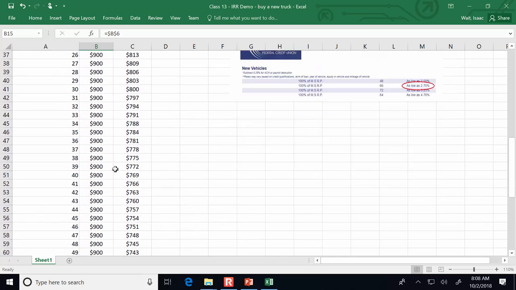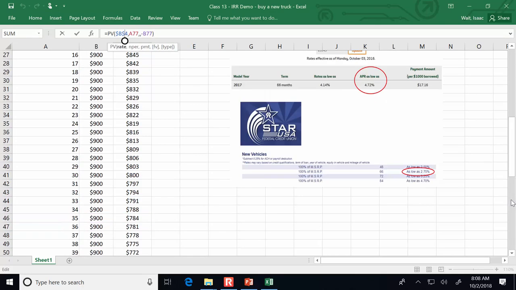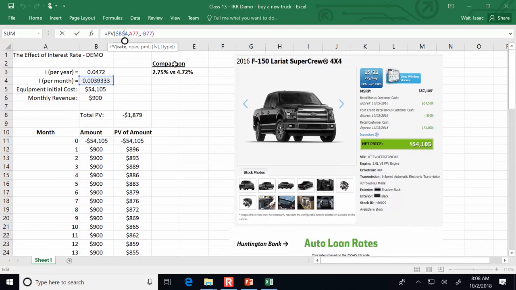You can see that by the end of this cash flow diagram, by the end of 66 months, what's $900 actual dollars is only worth $695 in today's terms. To refresh your memory how we do that, I use the PV function, where we started with an interest rate, and that interest rate it's locked onto is the interest rate per month.